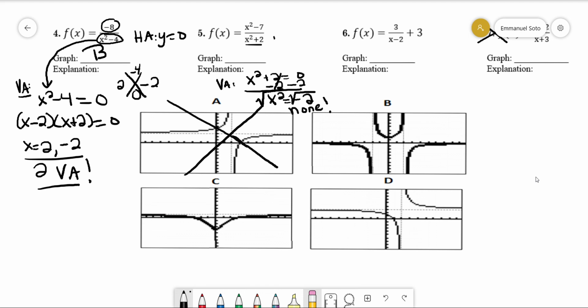And if you look at the horizontal asymptote, this follows case 2, where the degrees are the same because they are both 2. Therefore you do A over C, which is 1 over 1, and this gives you y equal to 1, which makes sense because this is my horizontal asymptote at y equals 1, and there is no vertical asymptote for C. So therefore C belongs to number 5.